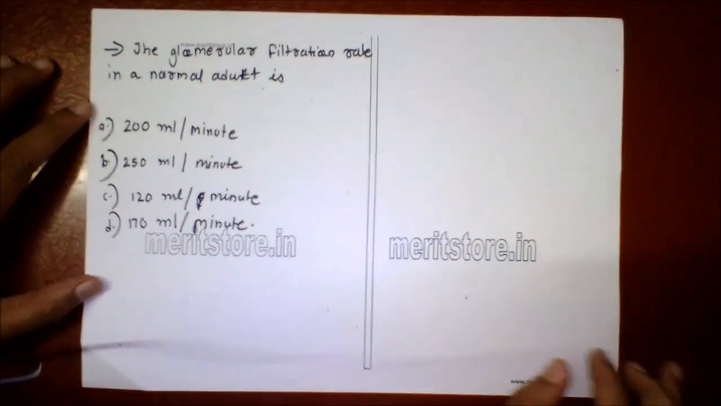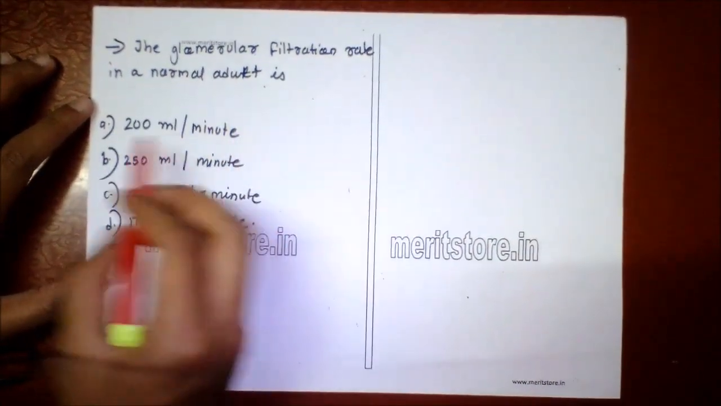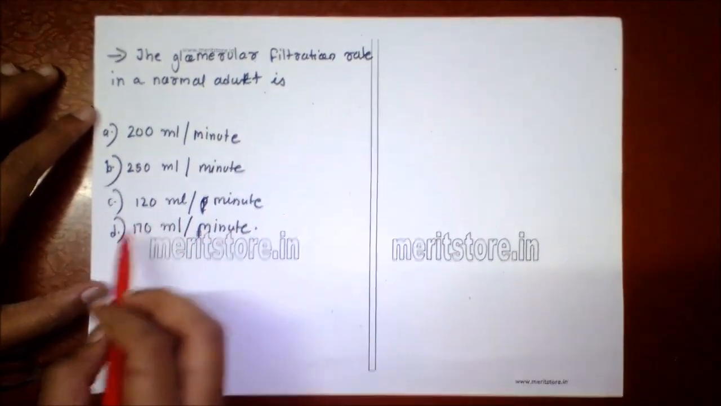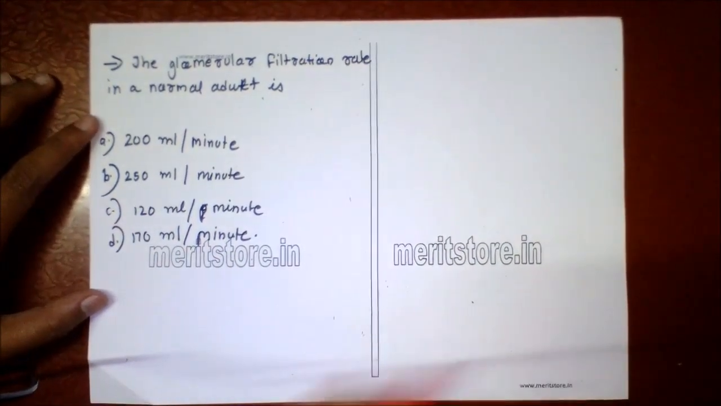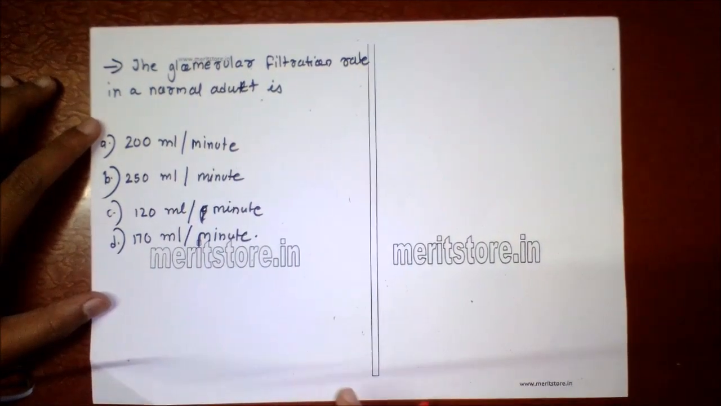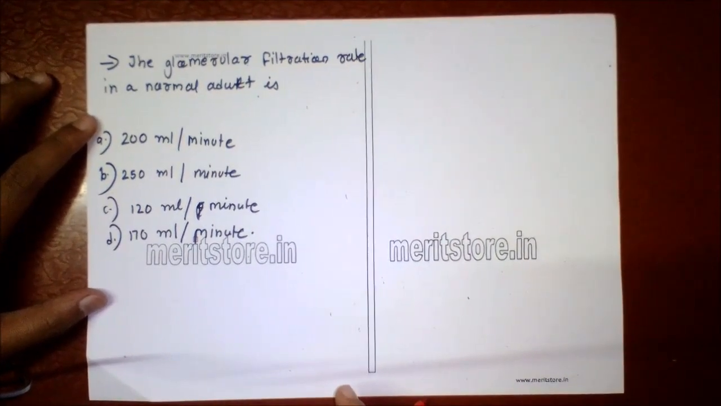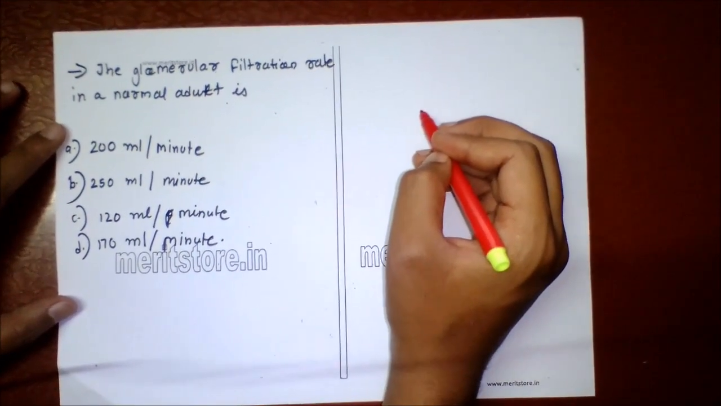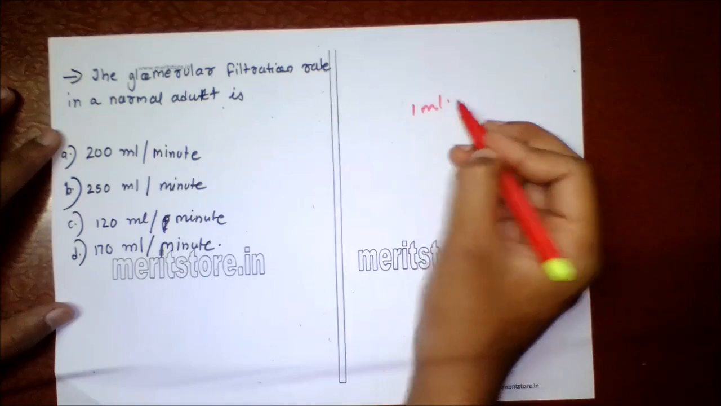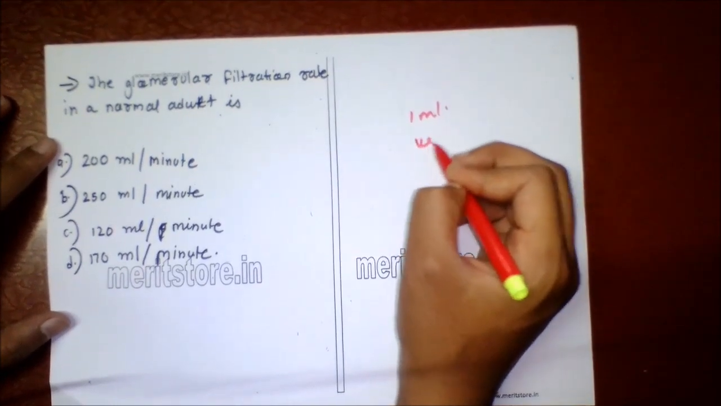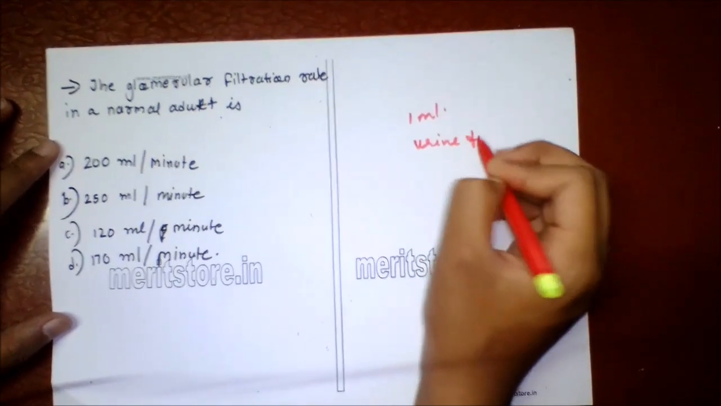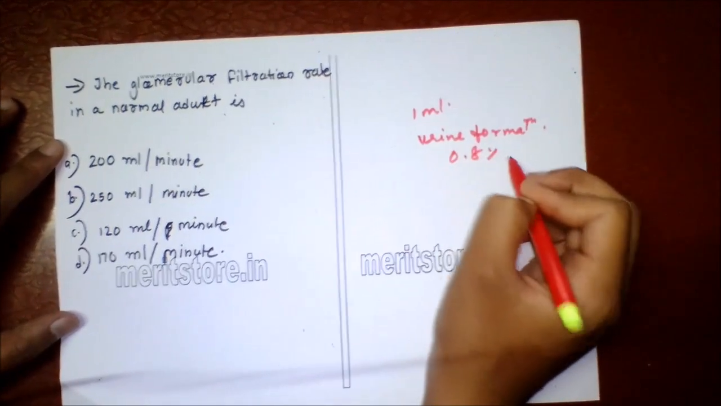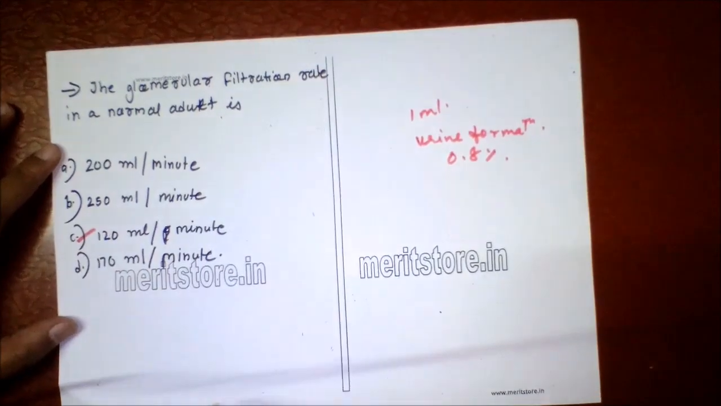The glomerular filtration rate in a normal adult is: A. 200 ml per minute, B. 250 ml per minute, C. 120 ml per minute, D. 170 ml per minute. So about 120 ml of GFR filtrate is formed in 1 minute. Out of this, only 1 ml goes for urine formation, that is 0.8%. So option C is the correct answer.